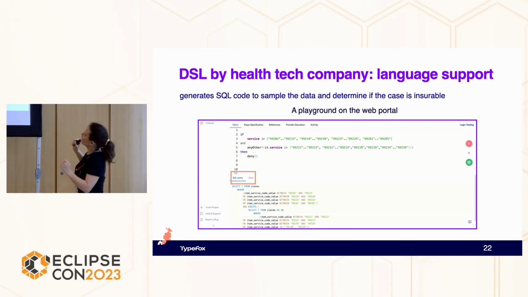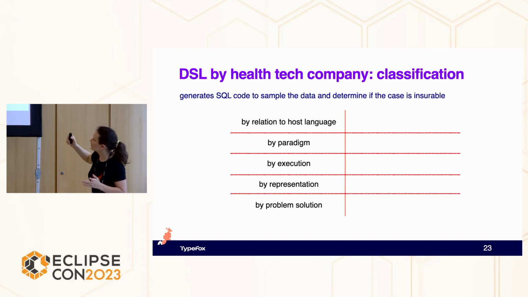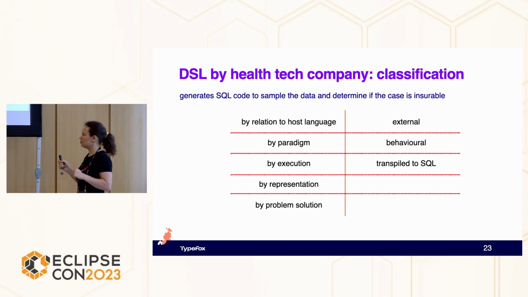So now we have to speak about the classification again. So it's an external DSL again. It's behavioral. It's transpiled to SQL. It's textual, and the solution is simplification.